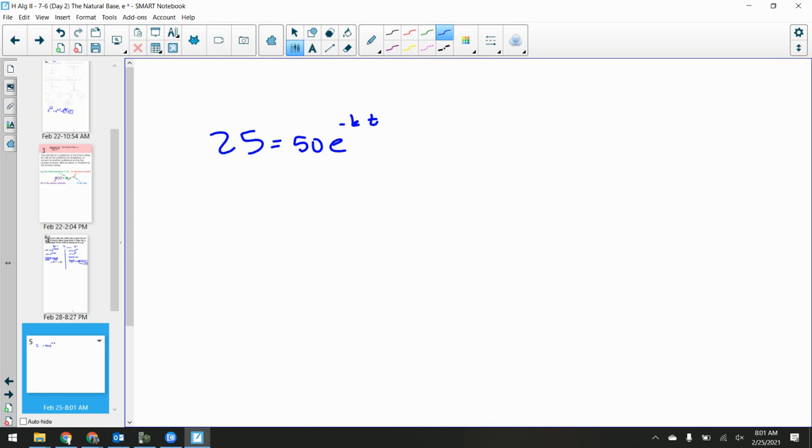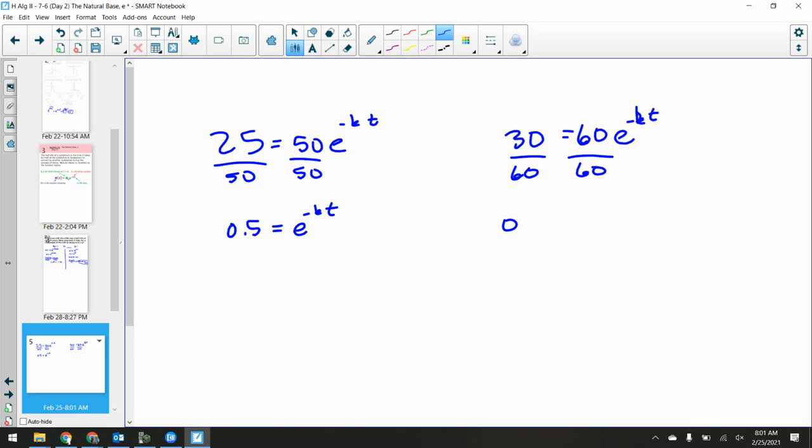25. Say I started with 60 grams. What would it decay down to in 1 half-life? No matter what I start with, 1 half-life cycle is going to bring me down to half that amount. Watch what would happen for every time I would solve this. 25 over 50 is 0.5. 30 over 60 is 0.5. Look, it reduces down into that equation every single time, no matter how much we start with.